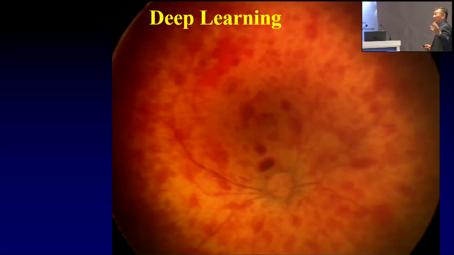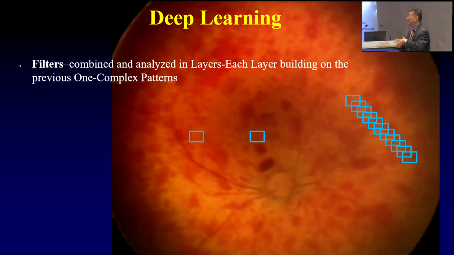And then it had to go through deep learning. What does that mean? So these images had to be broken down into small filters. I'm just going to kind of explain this. These filters are combined and analyzed in layers, as you can see there. Then each layer is built on the previous ones, and then you start to form very complex patterns.